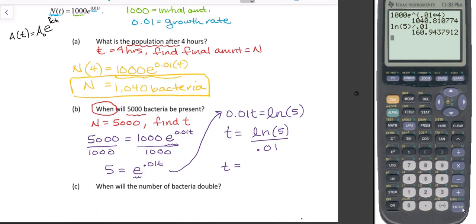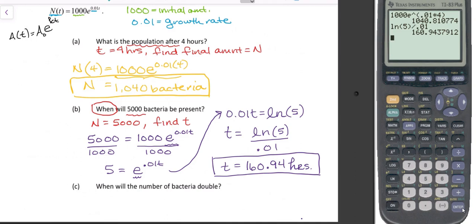And now this time we're talking about time, so we're going to want to round according to whatever the directions give us for the problem. Typically, if I'm not given anything, then I'm going to round to the nearest hundredth. So give yourself 2 decimal places. So this is going to be 160.94, and this was time, and in the problem, it told us that time was in hours. So I'm going to give myself that unit label of hours. So it'll take 160.94 hours in order to reach a population of 5,000 bacteria.